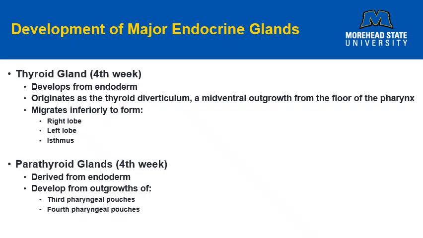At the same time, the parathyroid glands start to form, which makes sense because they're forming close together. These, similar to the thyroid, are also endoderm, and they develop from outgrowths of the third pharyngeal pouches and the fourth pouch as well.